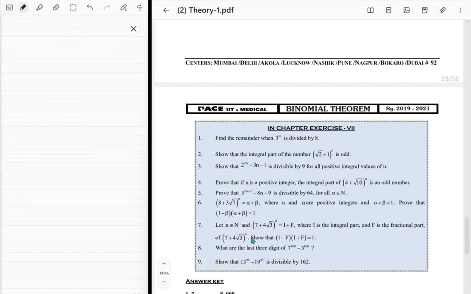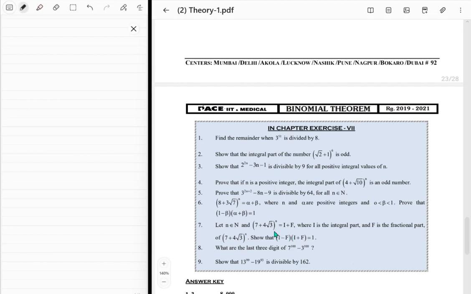Let's go to 7. n belonging to integers, and 7 plus 4 square root 3 to the power n. So one thing is like square root of 49 and you got square root of 48. So the same thing as this except with different numbers. So it's equal to I plus f, where I is the integral part and f the fractional part. It's the same thing as the previous question, just with different numbers. F plus f dash, in this case capital F plus small f dash, is equal to 1.